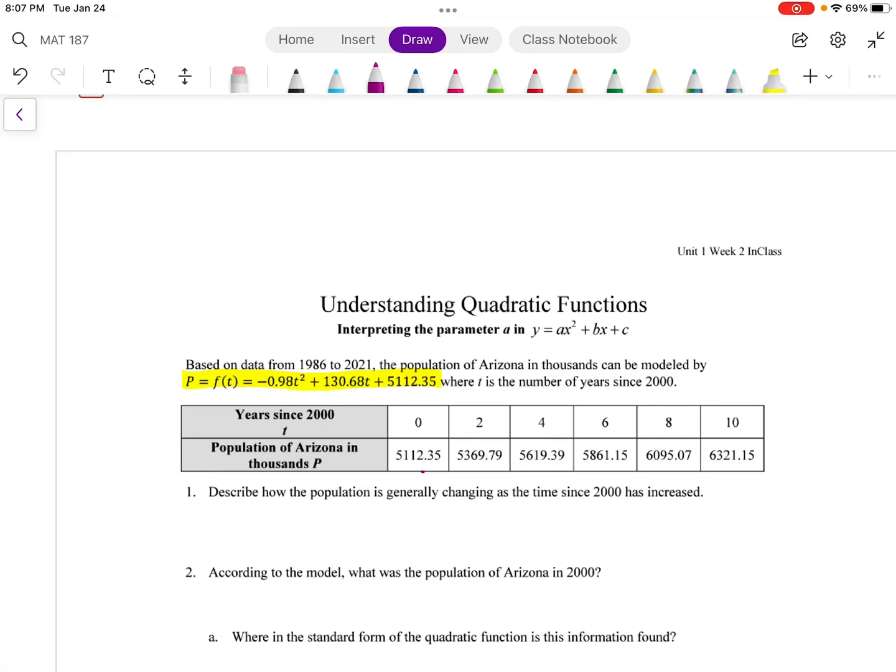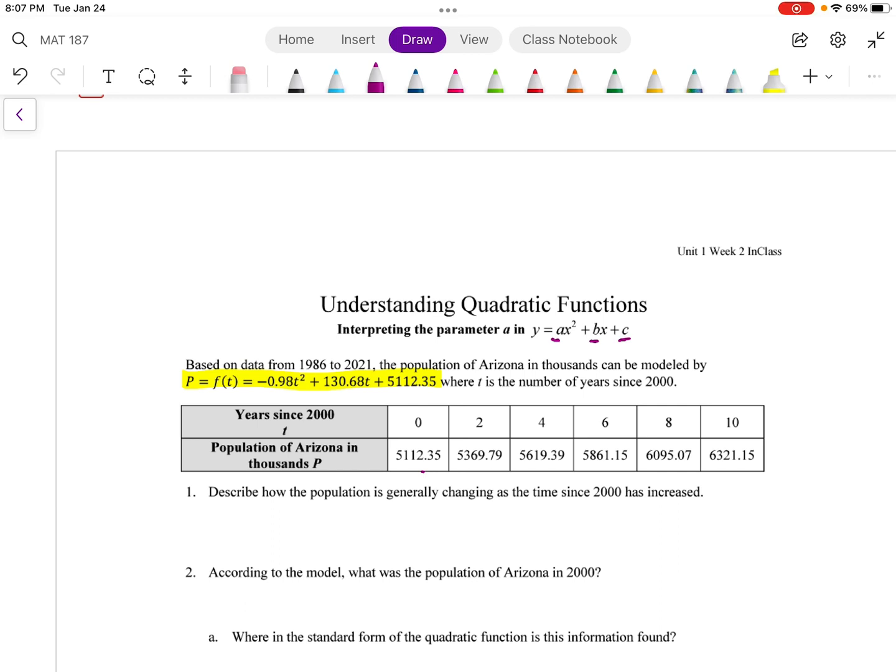Hello everyone. Today I'm going to walk through this Understanding Quadratic Functions exploration, where we're going to work towards developing what the a, b, and c parameters represent within a quadratic function. To do that, we're going to take a closer look at a situation in which we took data from 1986 to and modeled it into a quadratic function.